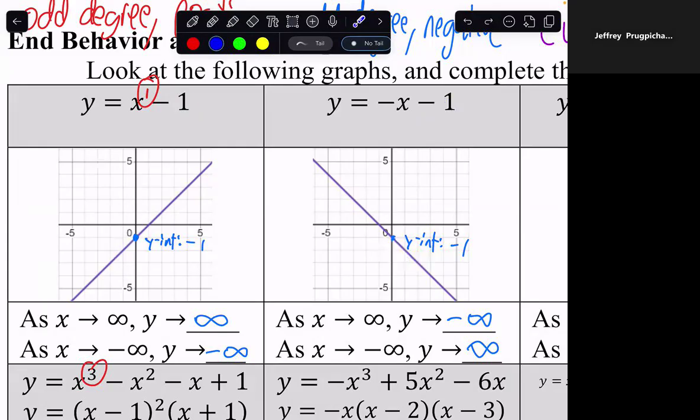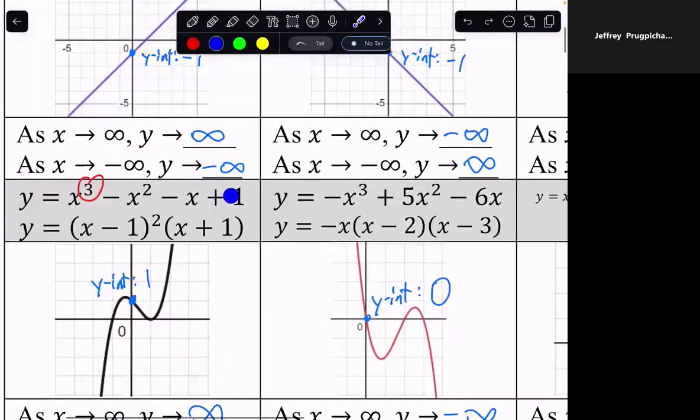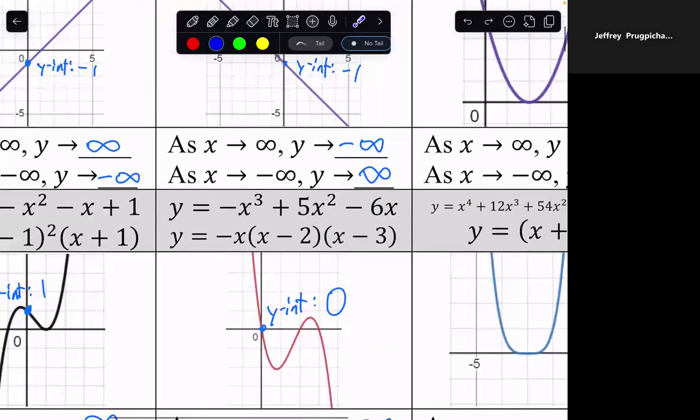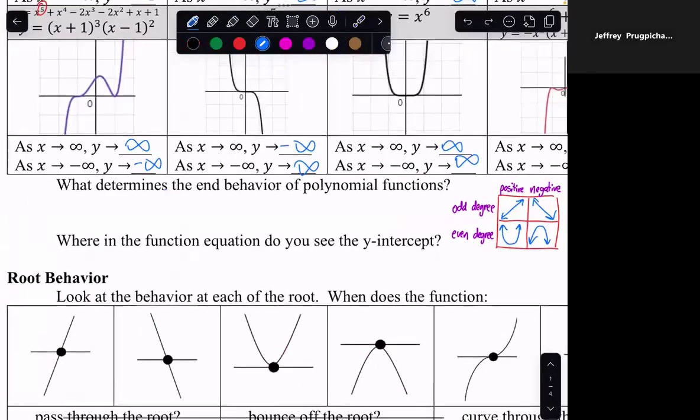-1, -1, -1, -1, +1, +1. And here you can consider the constant to be an invisible +0 at the end. So the y-intercept is 0. Okay, so where in the function equation do you see the y-intercept? The constant, which again is the term with no x.